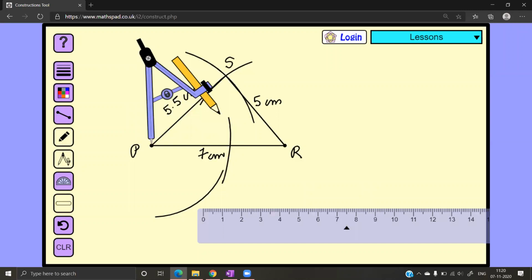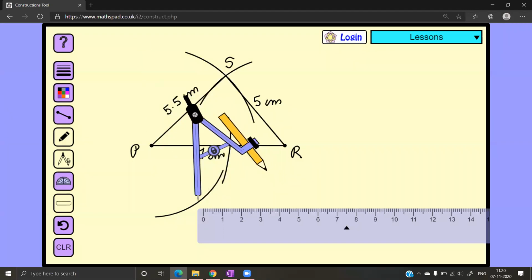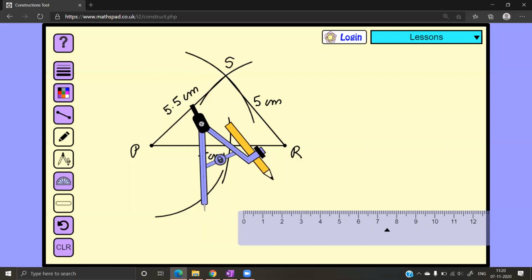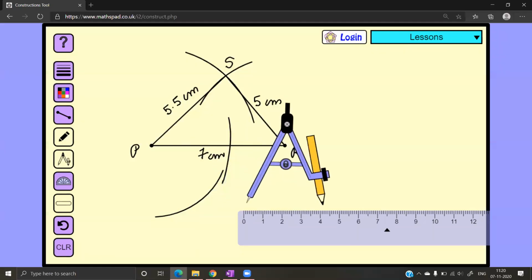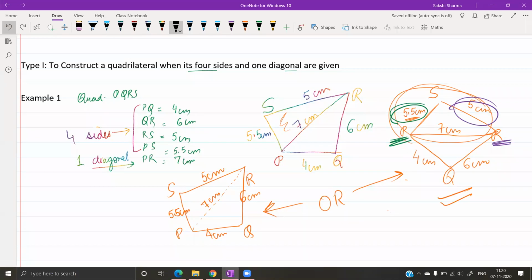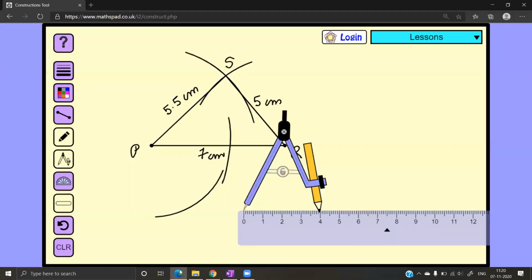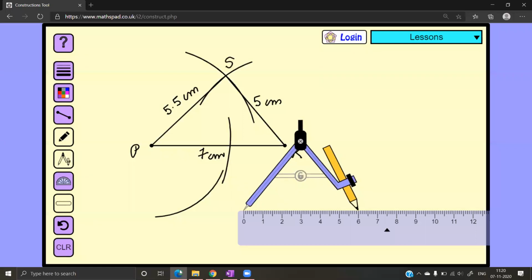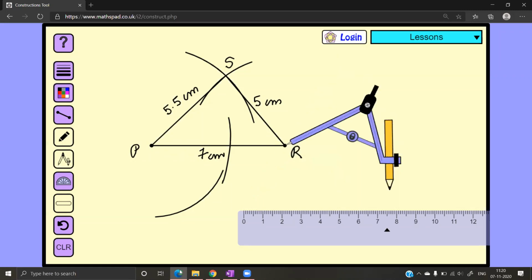From R, we need 6 centimeters. Is that correct? Below your diagonal. You can go to the rough sketch again and see. I have done so much mess here. I would like to just erase this. Okay. You can see now from R, we need 6 centimeters. So that's what I'm going to do here. Open your compass 6 centimeters in radius. And now draw an arc from point R.